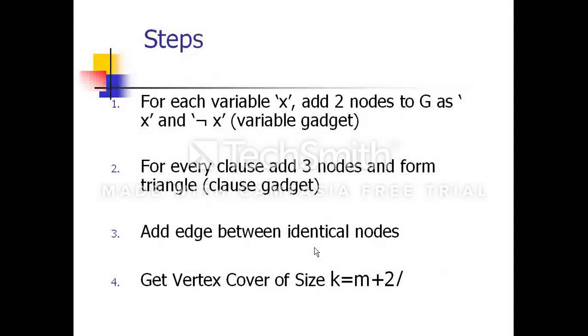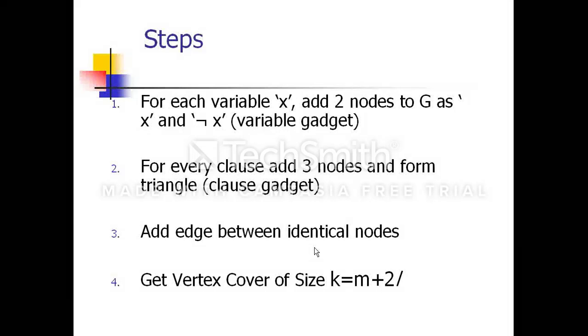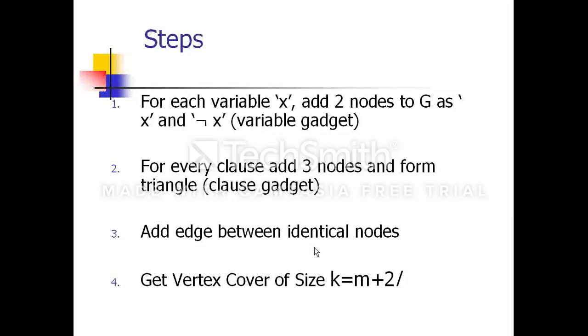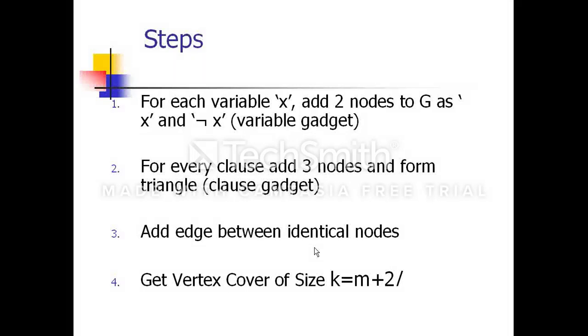So let us see the steps for doing this. The first step is, for each variable x, add two nodes to G as x and negation of x. That is going to be the variable gadget. As I have said, in the CNF formula there will be variables. So if x is a variable in the variable gadget, then you need to create one more node as negation of x and connect the two, x and negation of x. That is going to be the variable gadget.